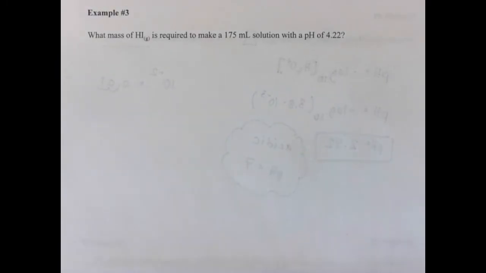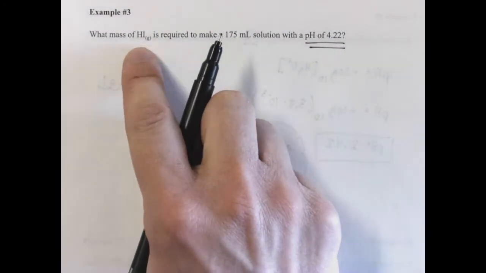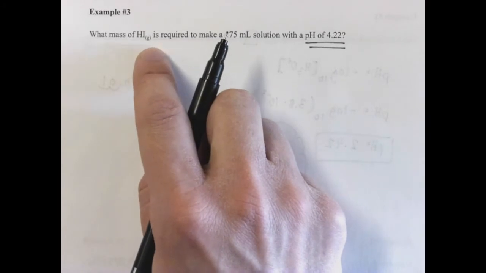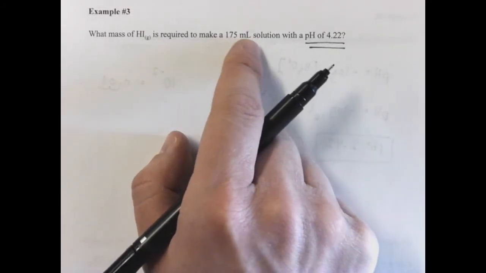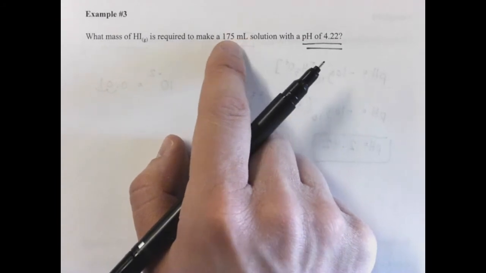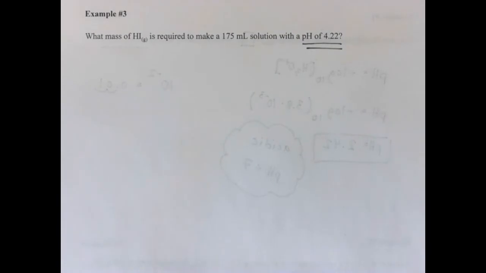Okay, we're going to do example 3 from the slideshow now. This question is asking us to go in reverse compared to what we did in example 2. So we're starting with the pH, and we're being asked to figure out what mass of hydrogen iodide gas we would need to dissolve in this volume of solvent to make a solution that has a pH of 4.22.